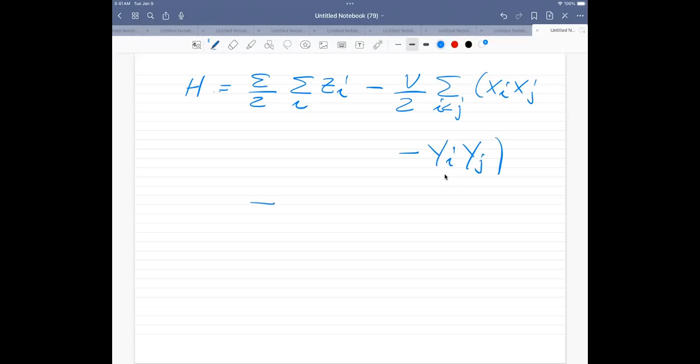And then I get minus W divided by 2. And then I have a similar one, and you can actually rewrite that one in terms of an X of i, X of j, plus Y of i, Y of j. So when you perform the multiplications here, this is going to be the Hamiltonian we are going to encode.